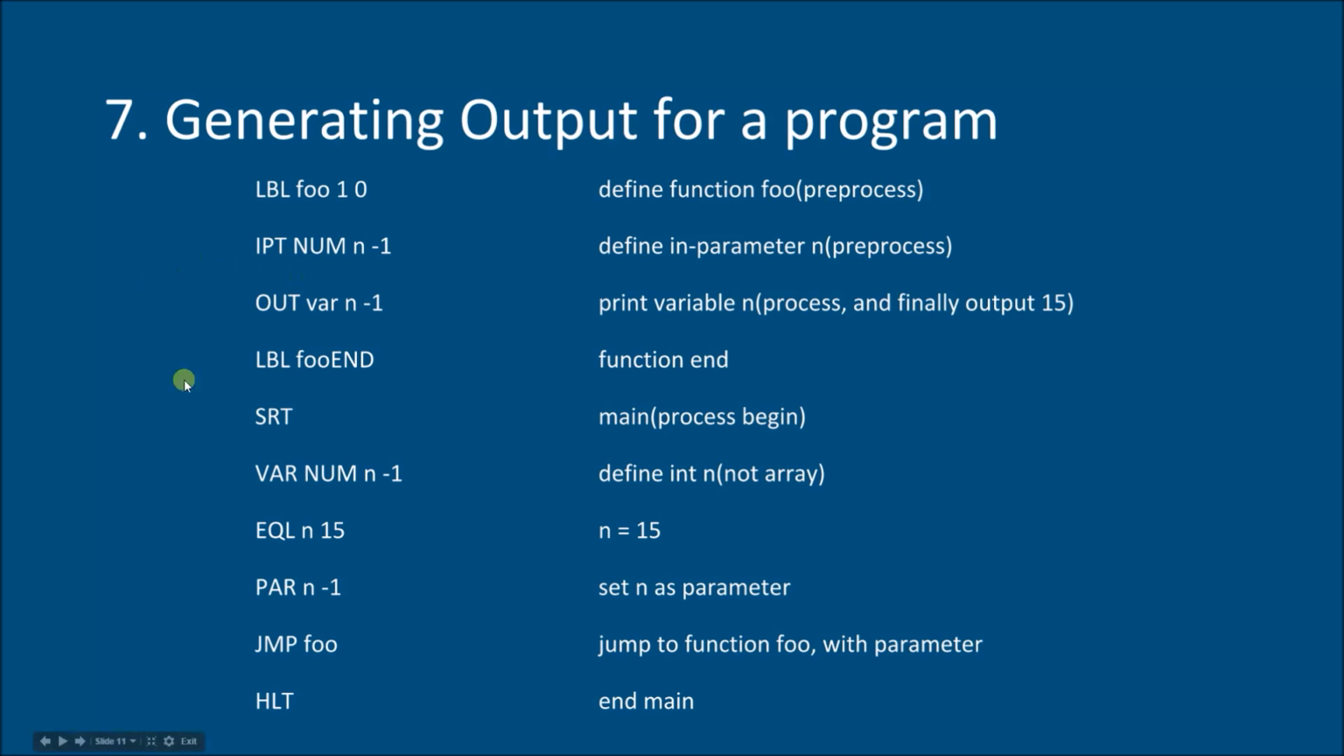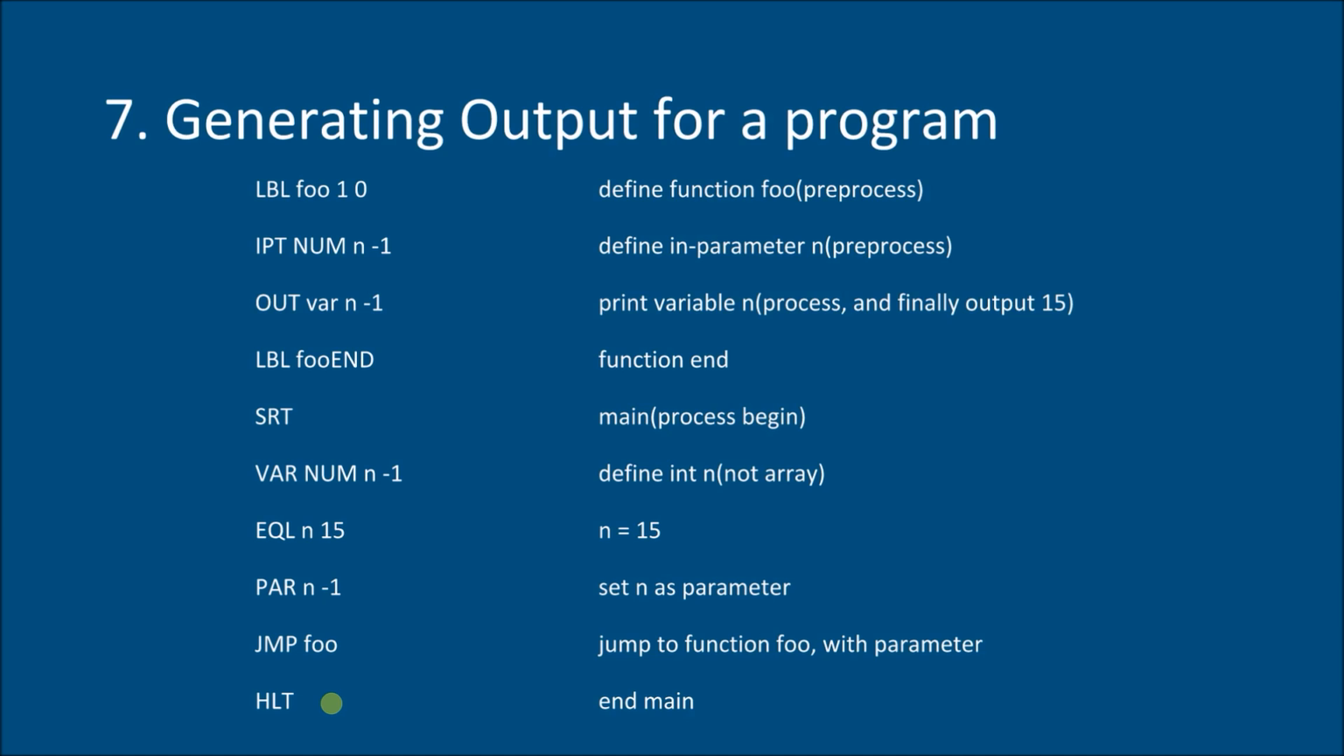Moving ahead, we have SRT, which is the main of our program. And now we have var num n-1, which defines an integer n in our main. We have n equals 15 as EQL n15. Now we define n as a parameter to function foo by par n-1 and then jump to function foo. And towards the end, we halt our main program by HLT.